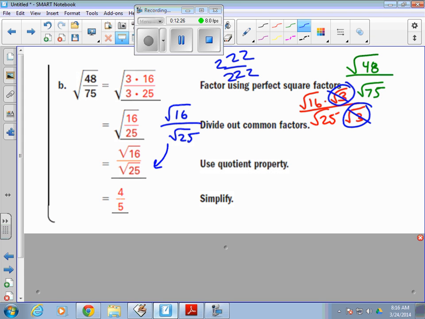Again, ask yourself the 3 questions from earlier. Are there any fractions under the radical? Are there any radicals under a fraction or at the bottom of a fraction, in the denominator? Or are there any perfect squares still factored in it? Those are the 3 questions you ask yourself.